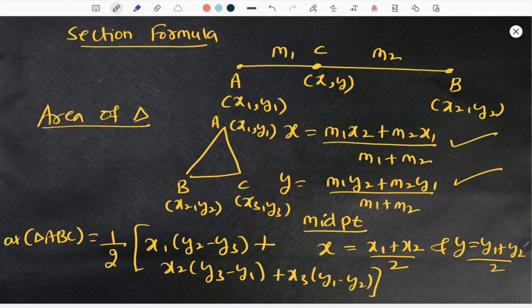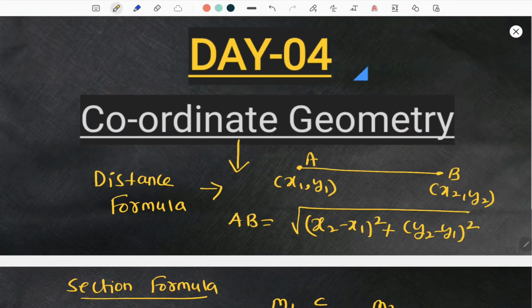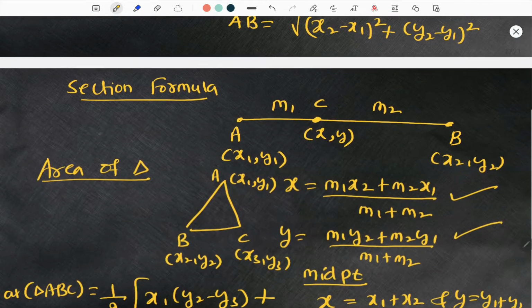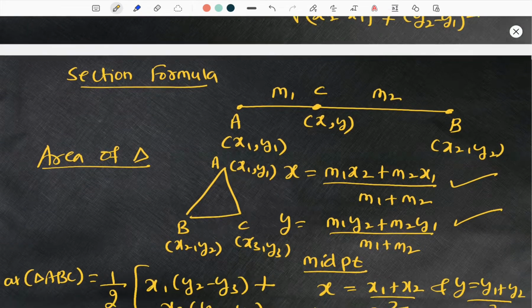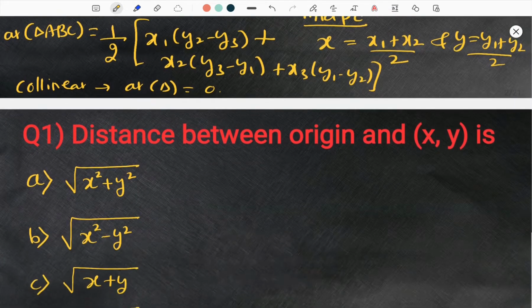So these are the synopsis of this chapter, coordinate geometry, and you must be knowing that if I want the points to be collinear, it means the area of whatever triangle is formed has to be equal to 0. So these are the things which you must know before solving the questions. Alright, then let's get started with the first question.